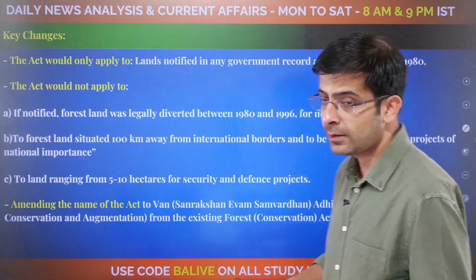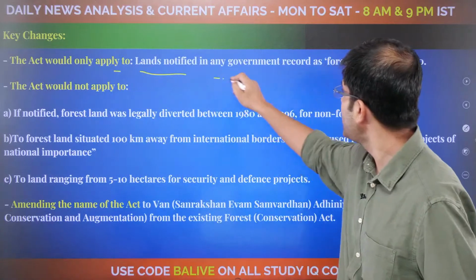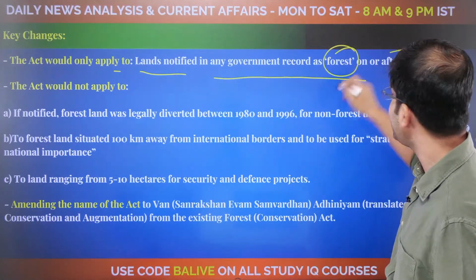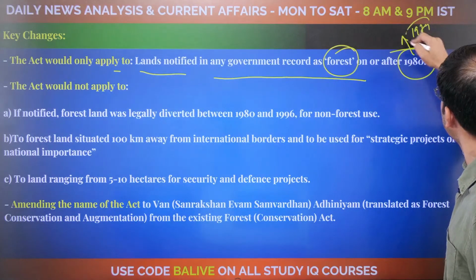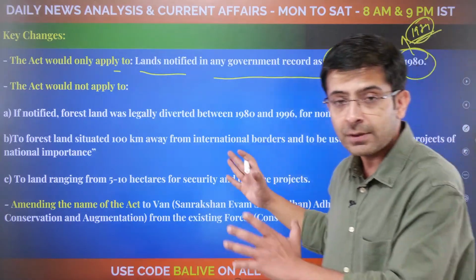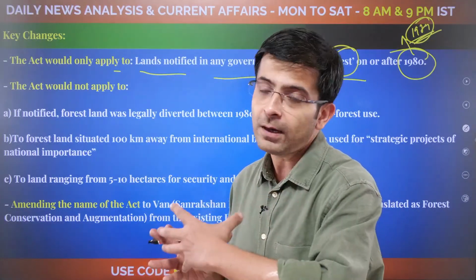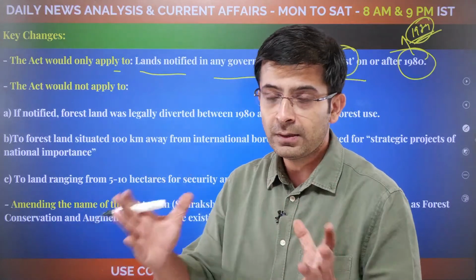So the changes, look at the changes now. Now the Act says that it would apply to lands notified in any government record as forest on or after 1980. Prior to 1980, whatever the character of it was, that is not to be taken into consideration. This whole thing becomes a part only after 1980. Okay. Then the whole Act applies, whatever amendments are coming, they apply on that particular land.